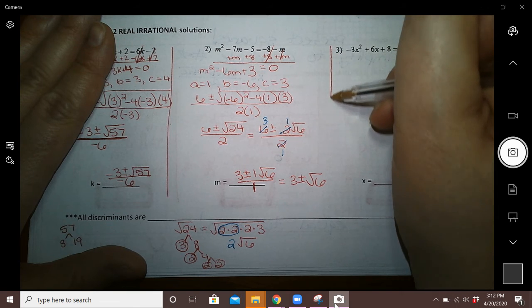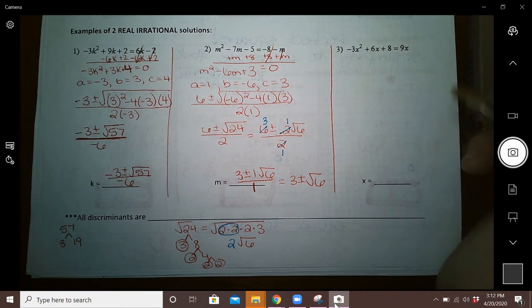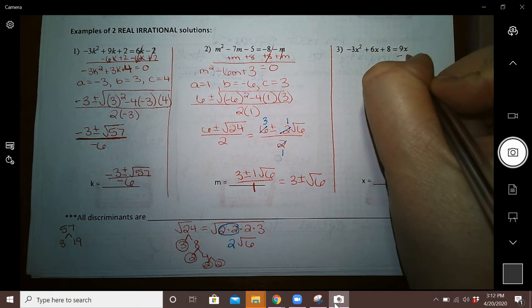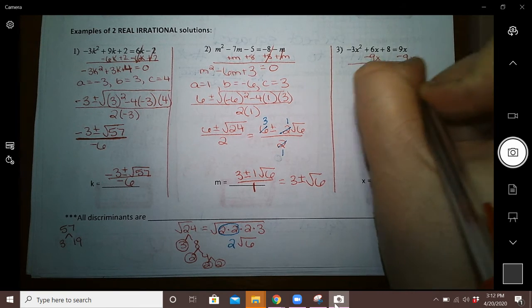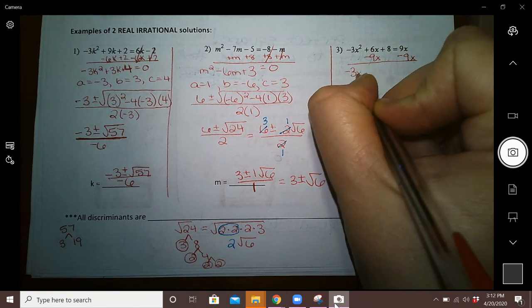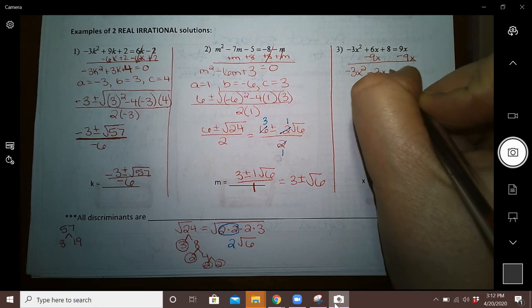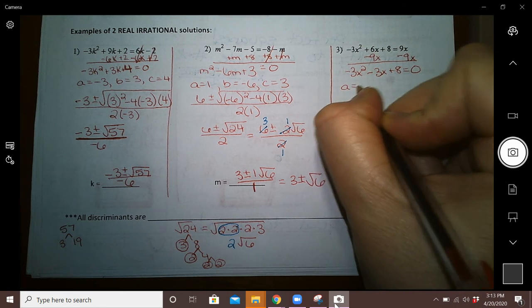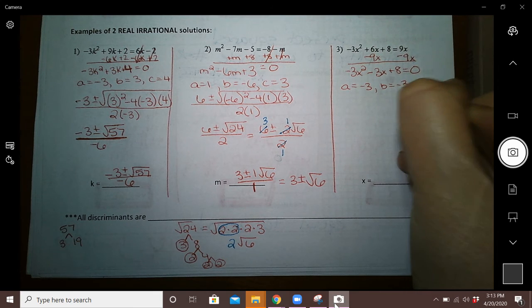Okay, here's my final example for you. Step 1, make sure you're in standard form. I am not. Subtract across the 9x. 6x take away 9x is negative 3x. Now I can tell the a value is negative 3, the b value is negative 3, and the c value is 8.